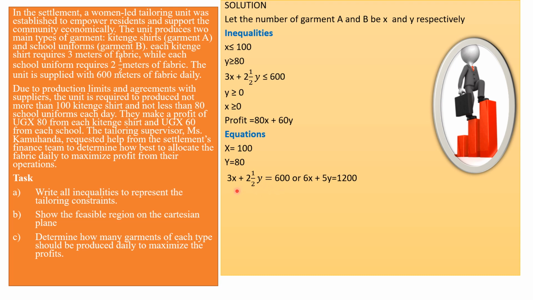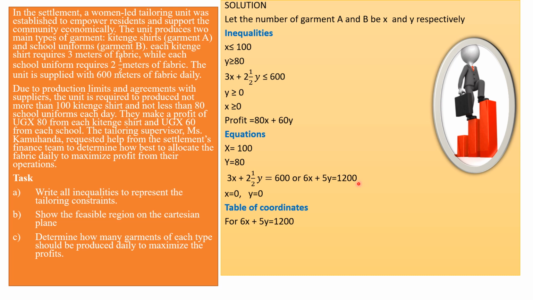You multiply 2 throughout, because it's the one I have as my denominator. 3 times 2, I get 6x. Then 5 over 2 times 2, I get 5y. And 600 times 2, I get 1200. And then we have x is equal to 0 and y is equal to 0. Then after writing the equations, it's better you come up with the table of coordinates.